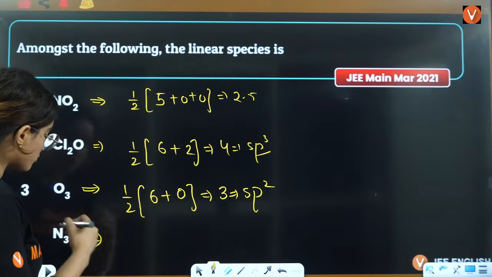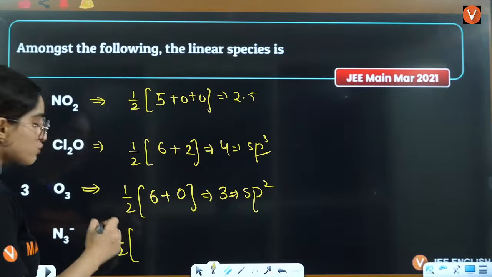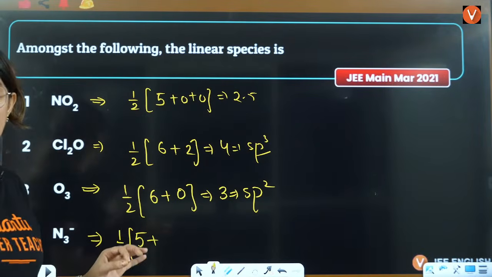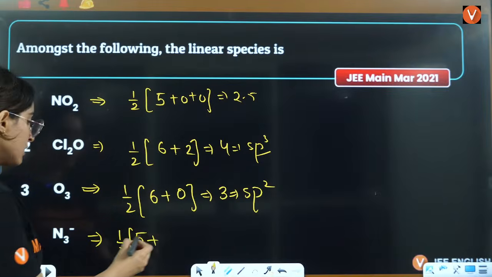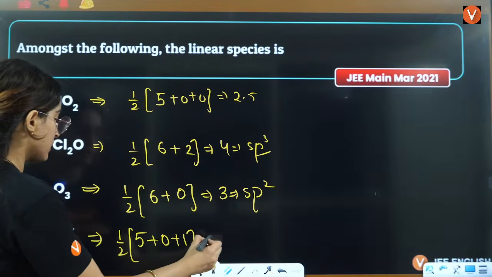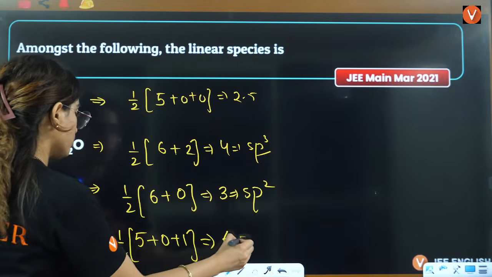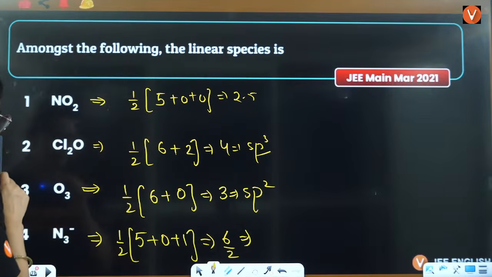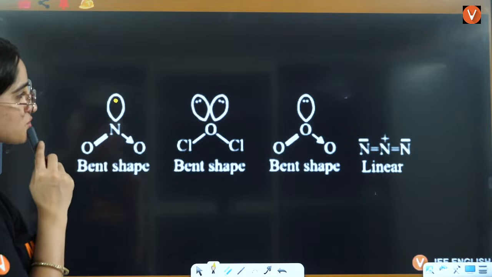In case of nitrogen, you have half. Nitrogen has 5 valence electrons. Monovalent atom, there is no monovalent atom here, but the charge is -1, so we will add +1 here, so it is going to be 6/2. You have nitrogen, you are adding 1 electron. 6/2 is 3, it should be sp2, but it is not sp2.